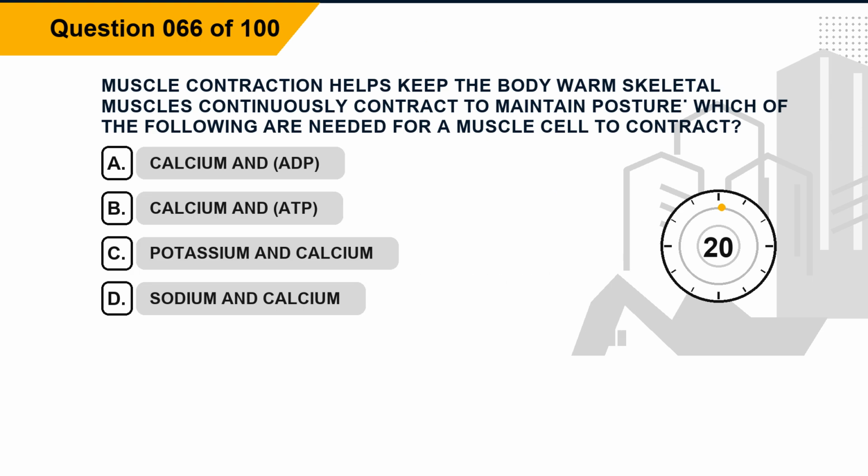Question 66. Muscle contraction helps keep the body warm. Skeletal muscles continuously contract to maintain posture. Which of the following are needed for a muscle cell to contract? Option A. Calcium and ADP. Option B. Calcium and ADP. Option C. Potassium and calcium. Option D. Sodium and calcium. The correct answer is option B.